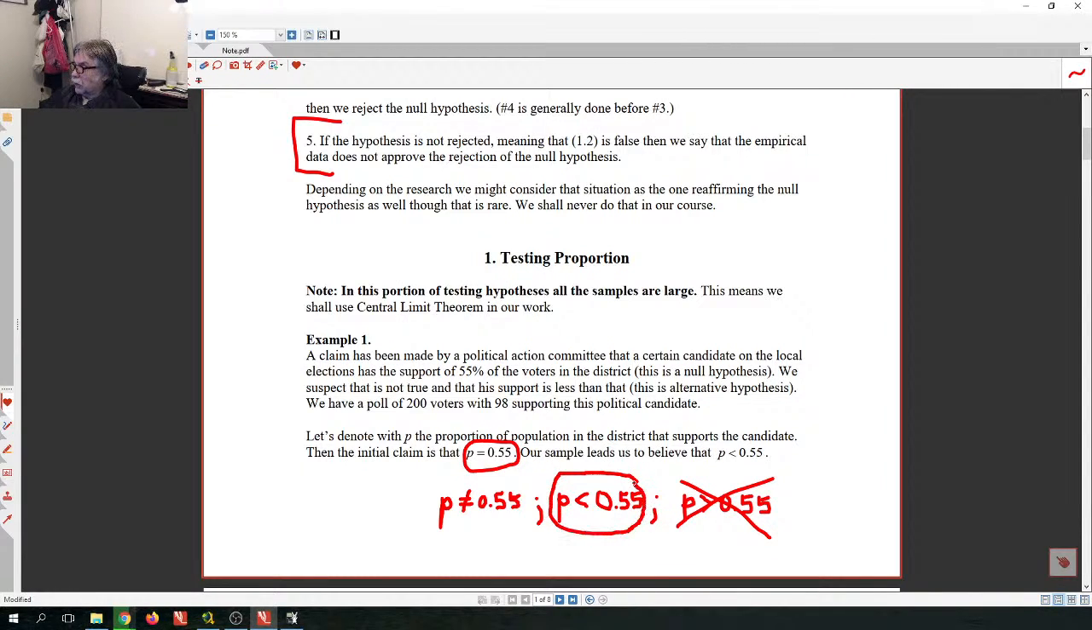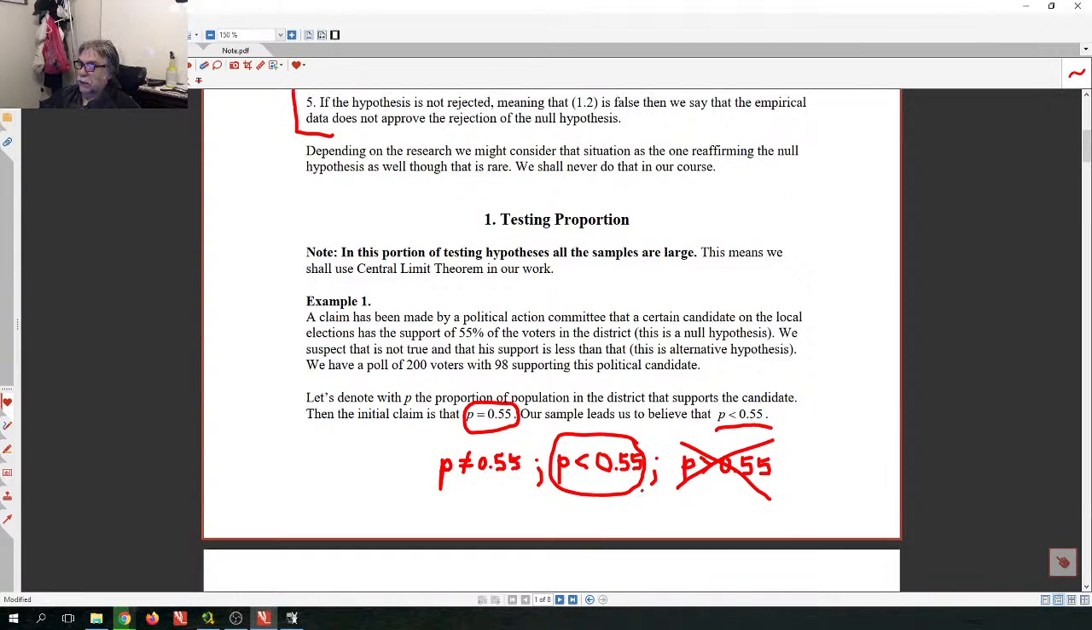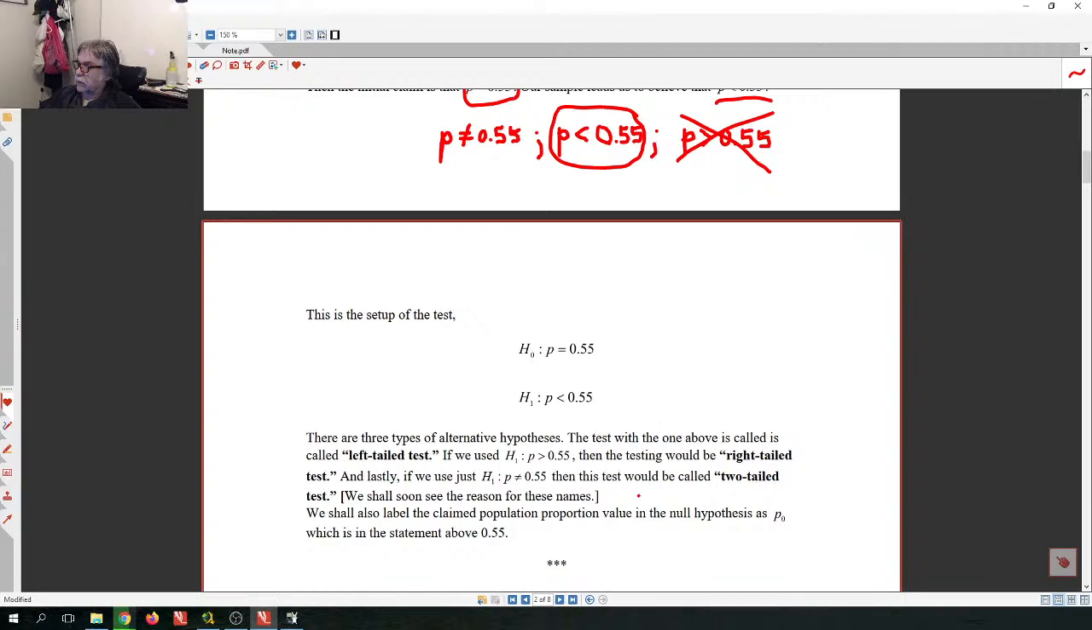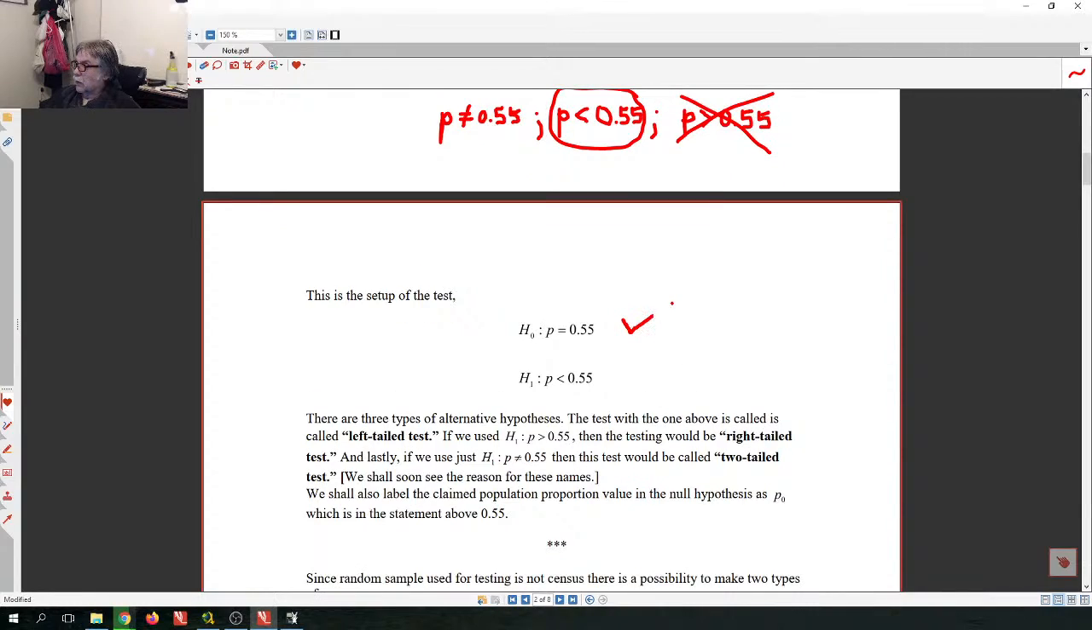So in our case, we're going to use this. This is going to be our alternative hypothesis, so the alternative hypothesis is going to be left tail. So the whole test is going to become a left tail test. This is the setup of the test: null hypothesis, alternative hypothesis. H0 and H1 are just labels. It's a hypothesis, right? The colon stands for it.